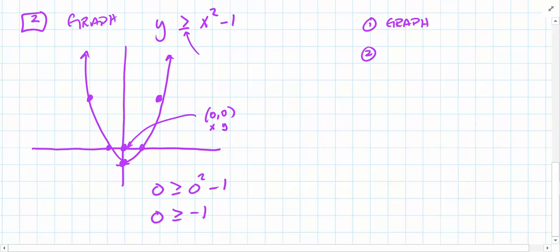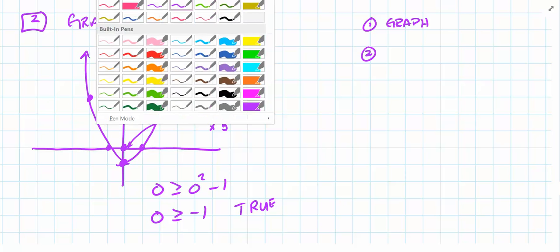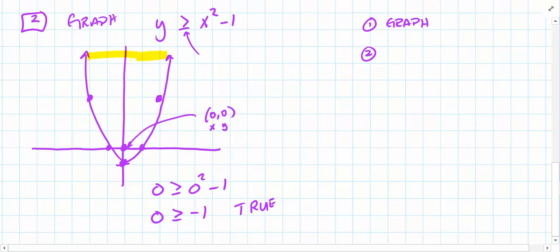Is that a positive statement? I mean, is that a true statement or a false statement? That's a true statement, right? Okay, so if I have a true statement, then I'm going to shade in the direction of my true statement, and I'll be shading everything inside of my parabola right here.